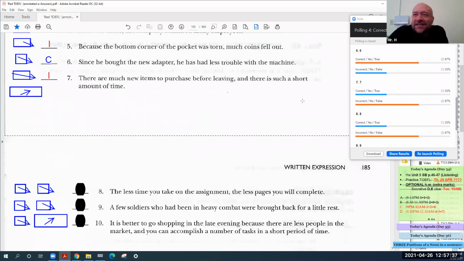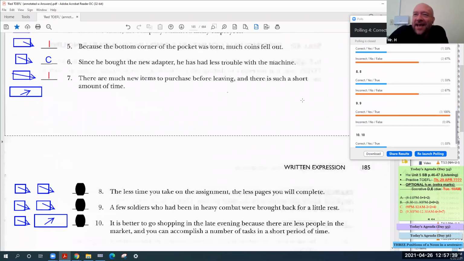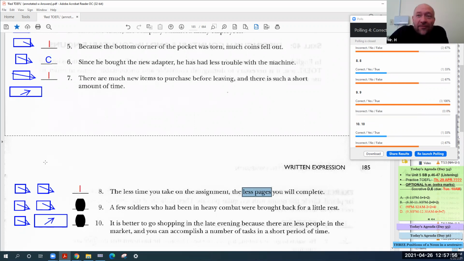Okay. Number 8. Let's look at number 8. Again, Metham, did you guess in a hurry? Is that the reason? Yeah. The less time you take, the less pages. Yeah, this is incorrect because pages is countable. Number 9. Oh, everybody agrees on 9. Okay. And then number 10.